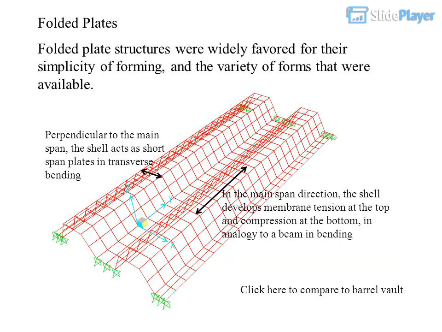Folded plates. Folded plate structures were widely favored for their simplicity of forming, and the variety of forms that were available. Perpendicular to the main span, the shell acts as short span plates in transverse bending. In the main span direction, the shell develops membrane tension at the top and compression at the bottom, in analogy to a beam in bending.